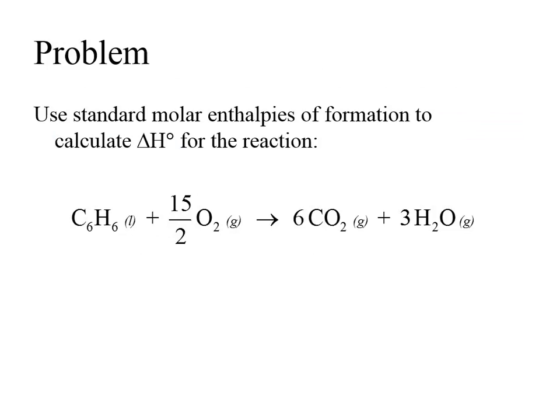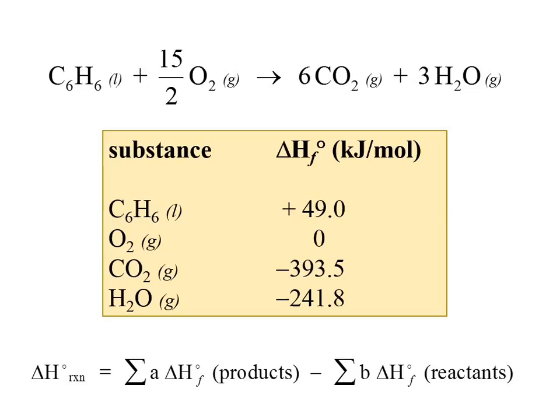So let's just do one. I'll show you how this works. This might look familiar. This is actually what we did with Hess's Law the other day on Monday. We combusted benzene, and we formed carbon dioxide and water. Let's just say you don't know the heat of that reaction, which we do if you go back in your notes. So if we don't know the heat of that reaction, but we do know the enthalpies of formation of the two reactants and the two products, they're listed here.